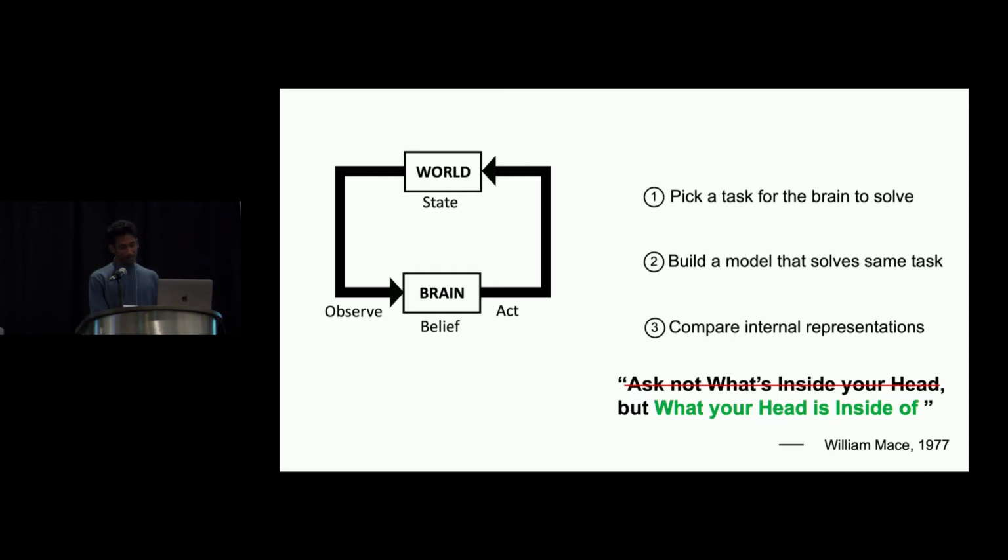So one solution could be to use tasks that are more naturalistic, such that animals are able to use strategies that their brain evolved to use. And then we can build models that not only solve the same task, but also do so in a way that's very similar to animals. And the hope is that the resulting model will have representations that are better matched with the brain.